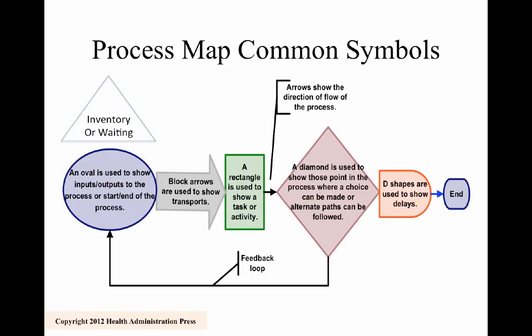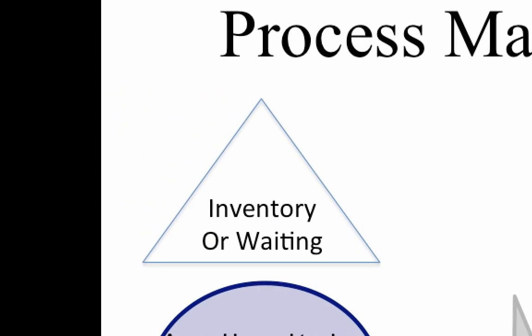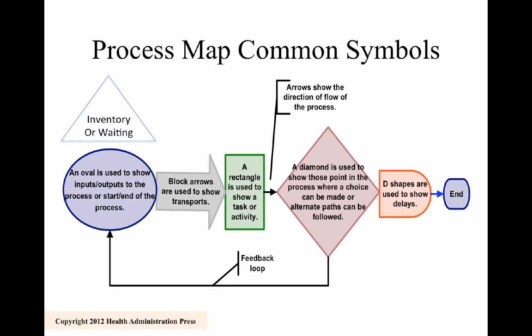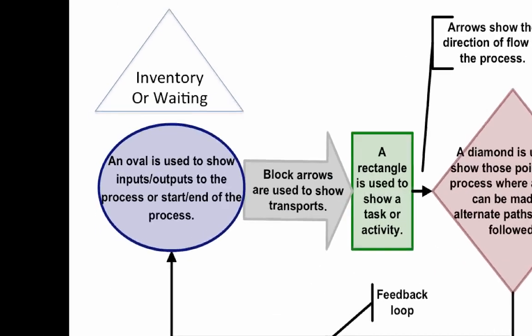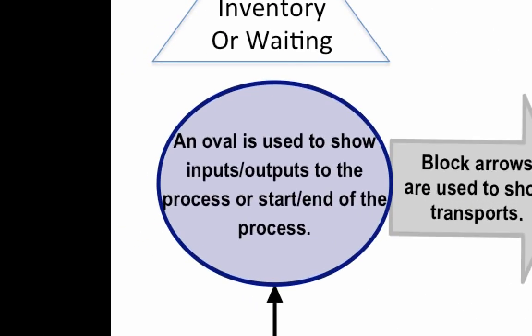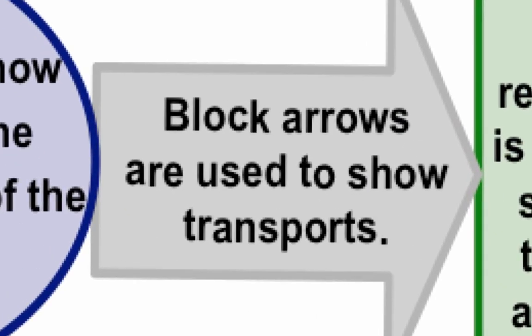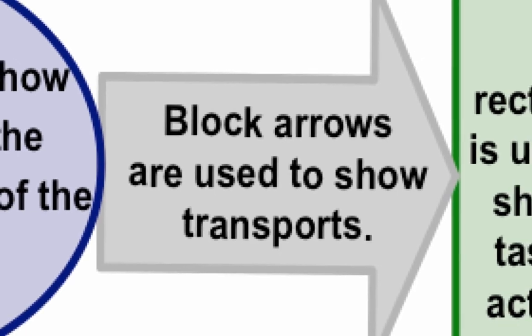So here are some common symbols for the process map. You have this triangle, which is an inventory or waiting, something again you do not want to have. So that should trigger that it is a bad thing that's happening in your process. An oval is just the start or stop of your process. The big block arrows are typically used to show transportation. Again, that arrow is not used in all processes.